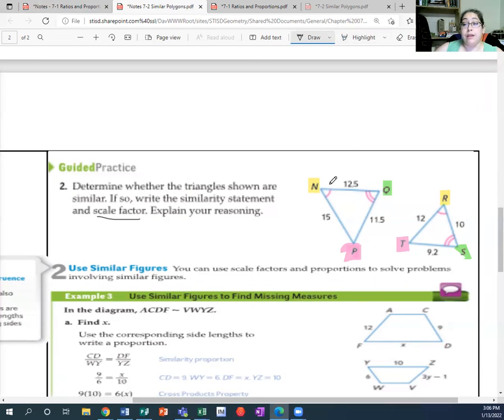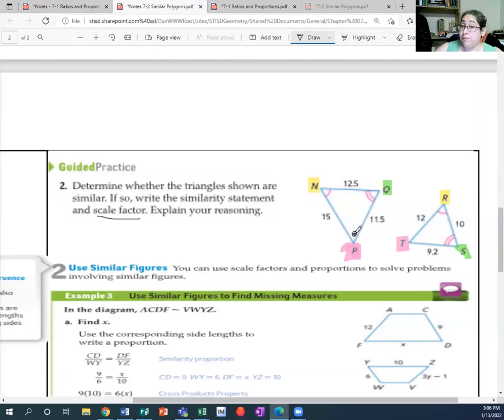Okay, keeping that in mind, let's take a look. Here's angle N. I've already colored it in yellow for us. It's congruent to angle R, so those must be corresponding. Q is congruent to S. They both have the same number of little arcs. But P, I don't have any information about P.